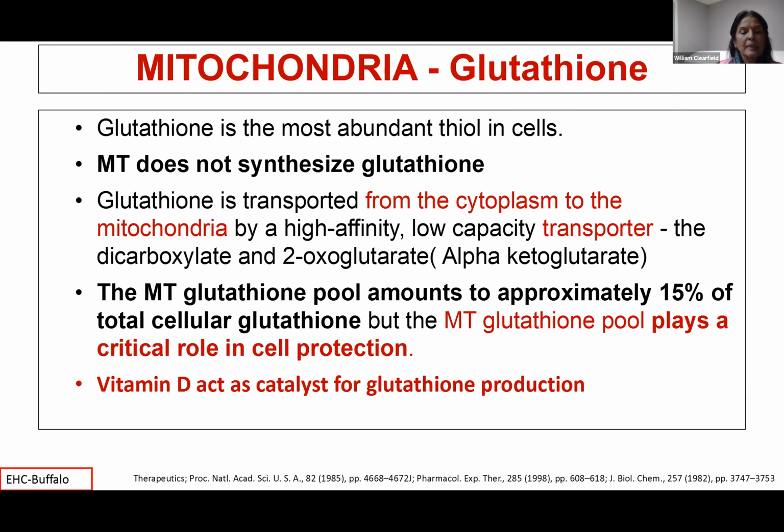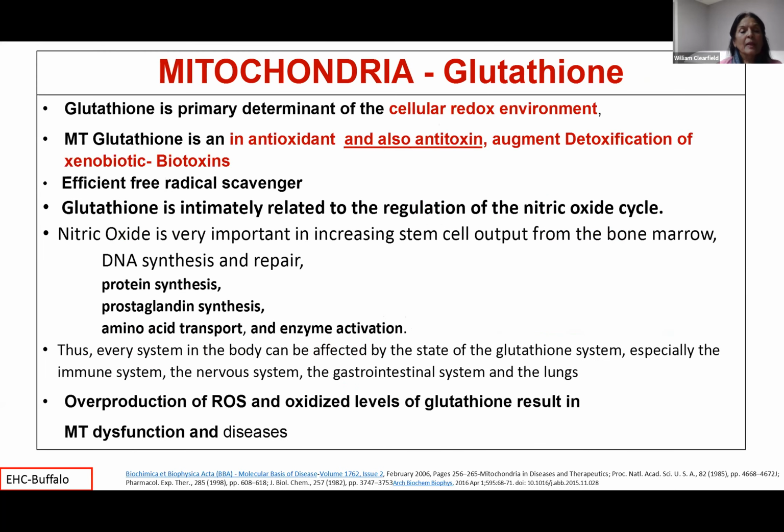Vitamin D acts as a catalyst for glutathione production. It is a primary cellular redox environment agent. It is an antioxidant and also an antitoxin, which augments detoxification of xenobiotics and biotoxins. Not only that, it is also a free radical scavenger. It is intimately related to the regulation of the nitric oxide cycle. Thus, it is the nitro redox agent and important in increasing the stem cell output from the bone marrow, DNA synthesis and repair. Nitric oxide is also very important in protein synthesis, prostaglandin synthesis, amino acid transport, and enzyme activation.